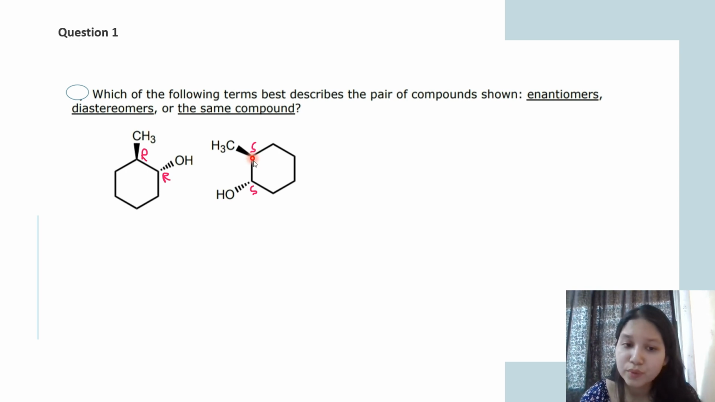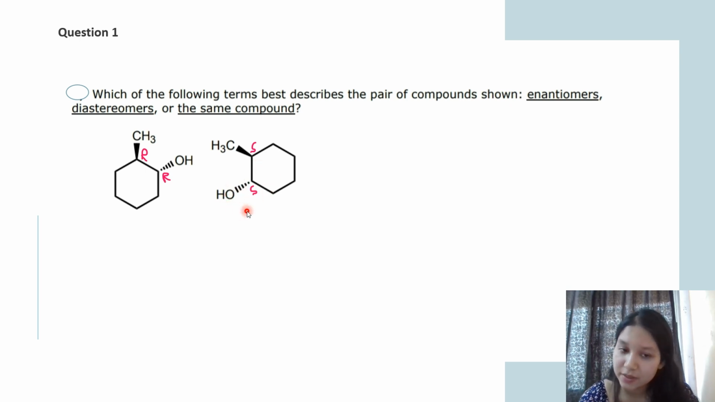So if we move now from 1, 2 to 3, 1, 2, 3, we are moving in an anti-clockwise direction. So we have a case where we are moving in an anti-clockwise direction and the fourth priority group is below the plane. Then we will assign the stereogenic center as S configuration.